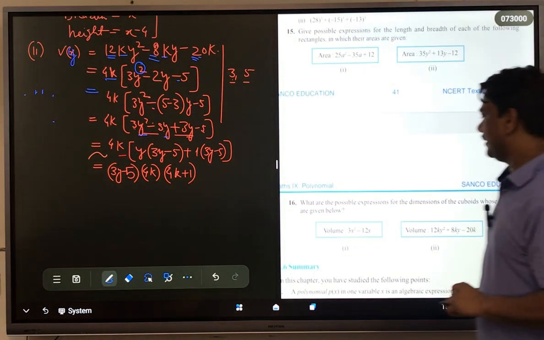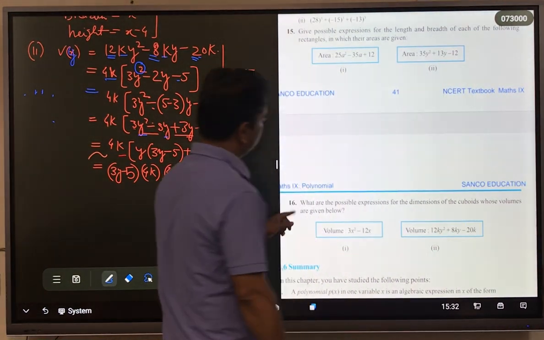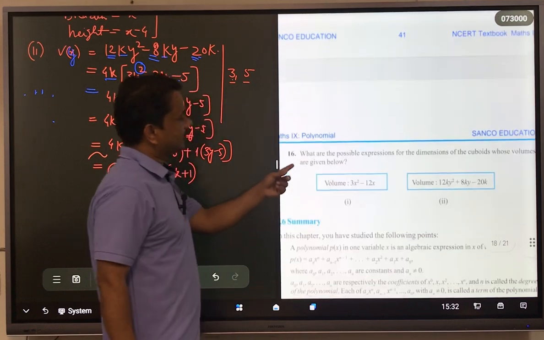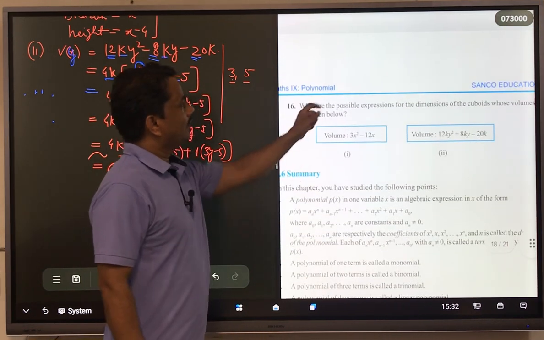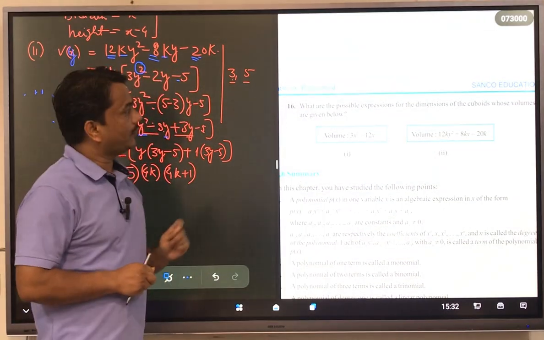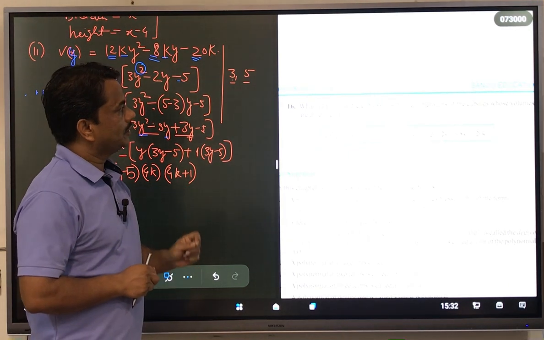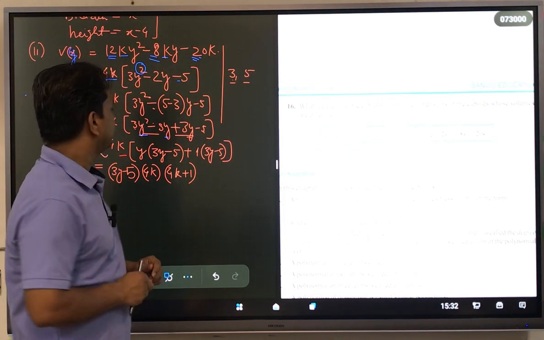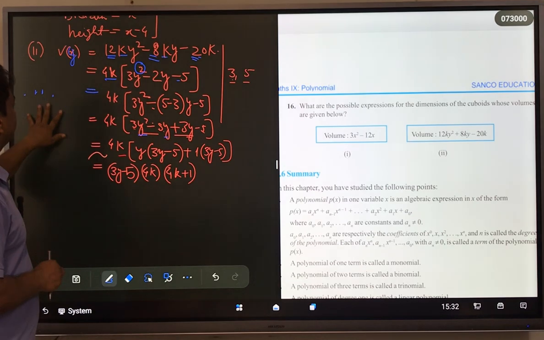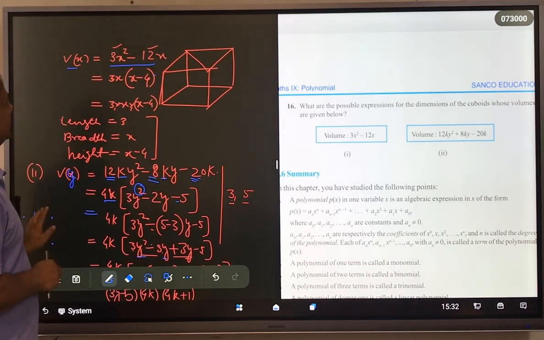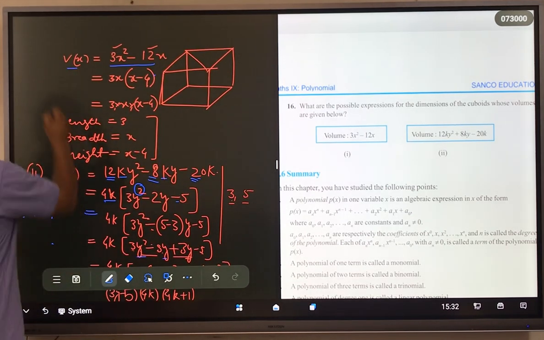Like that, in question number 16 you will see what it says here: what are the possible expressions for the dimensions of cubes whose volumes are given? So we have done these questions. Look here, the first question, it is solution 1.